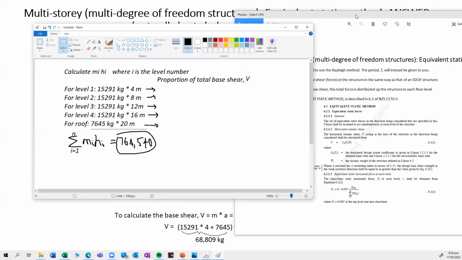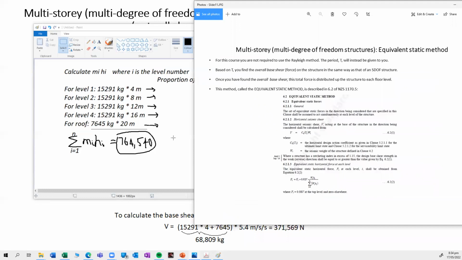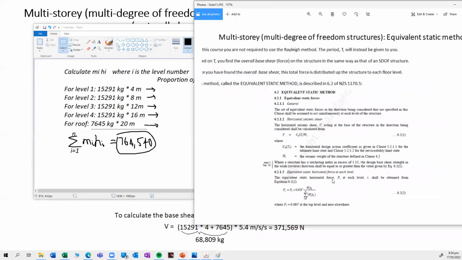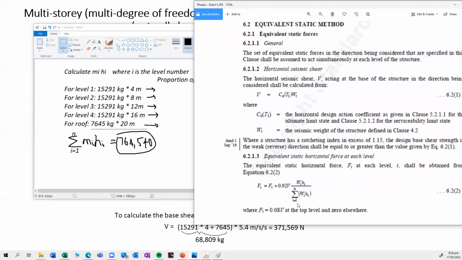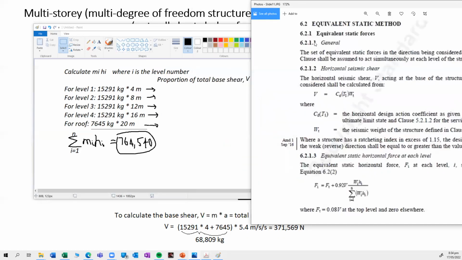Okay, so this part of the thing, mi times hi times 0.92 times this. It's based on this equation here. The only difference is we're using mi, the mass, rather than the weight. So it's the same idea. You get the mass times the height divided by the sum of the totals, and multiply it by 0.92 to get the proportion of total base shear. Do that for the roof as well, and then we'll talk about the roof.